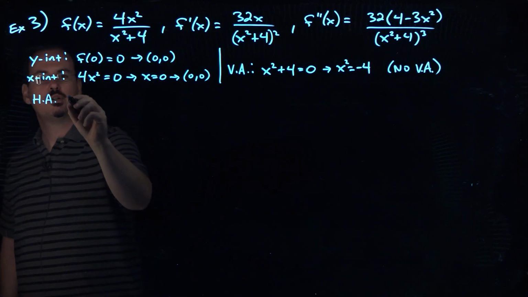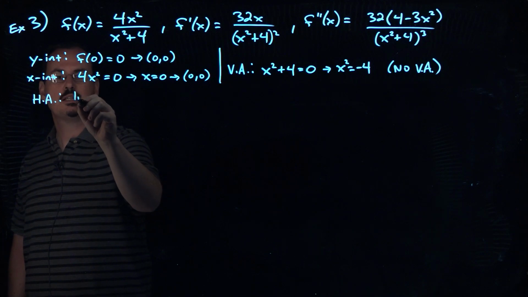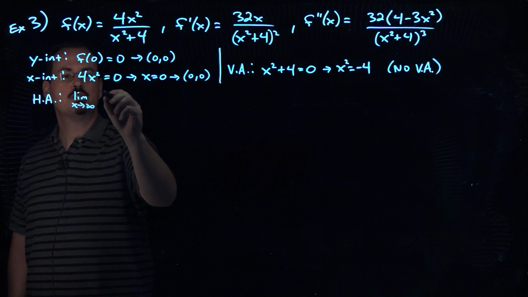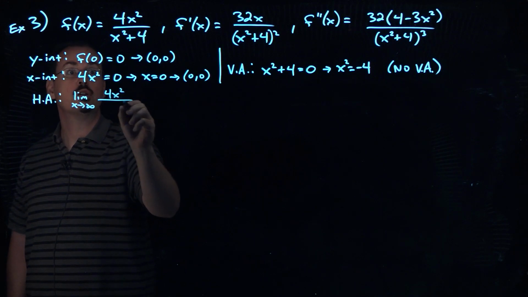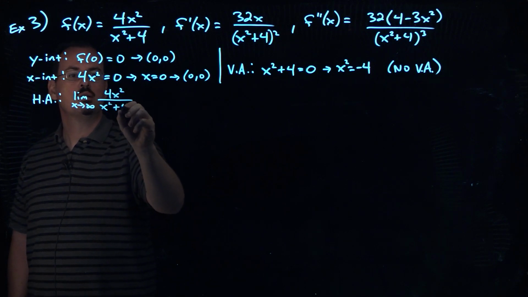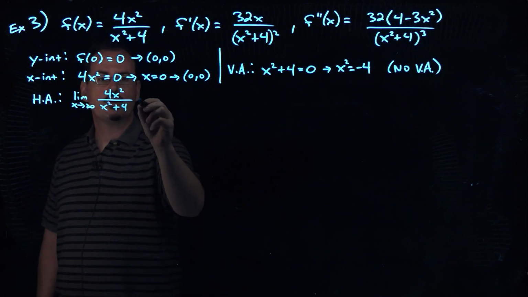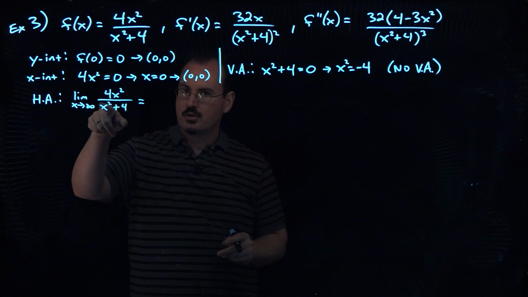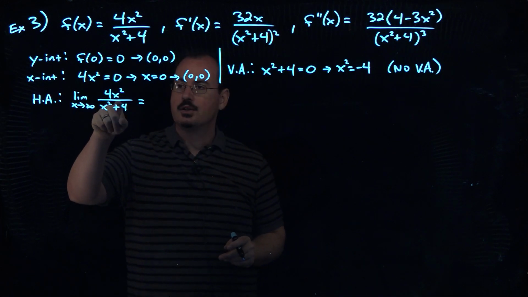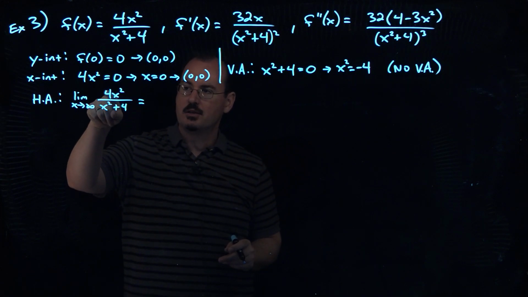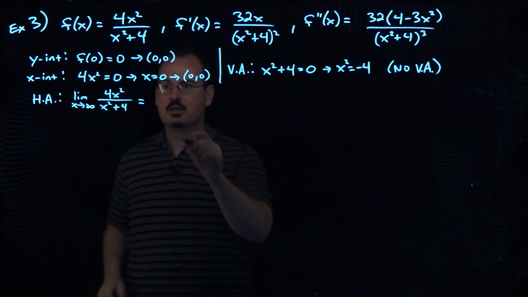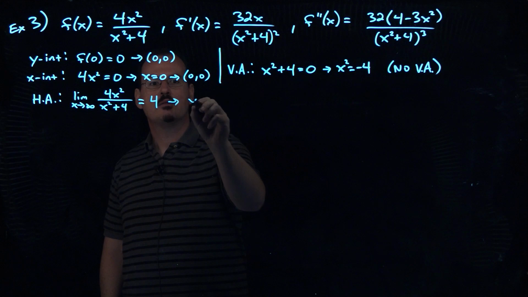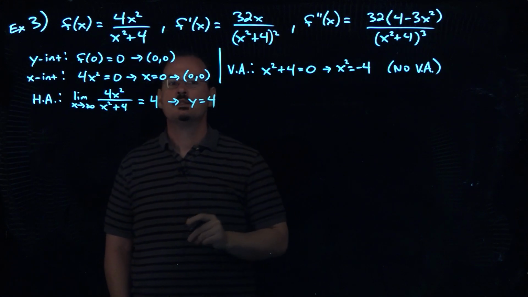Okay, horizontal asymptotes. There is one of those because remember how we find the horizontal asymptotes? We take the limit as x approaches infinity for our function 4x squared over x squared plus 4. Now remember how we deal with limits like this. The degrees are the same, second power in both the top and the bottom. So the limit is going to be the ratio of the leading coefficients. 4 over 1 is just 4. So we've got our horizontal asymptote at y equals 4.